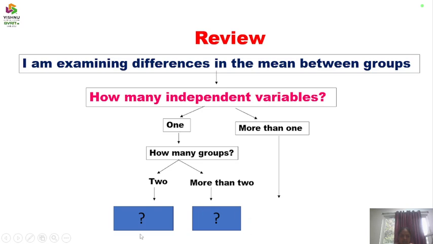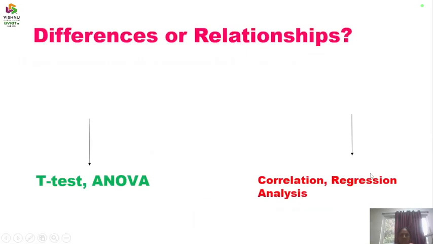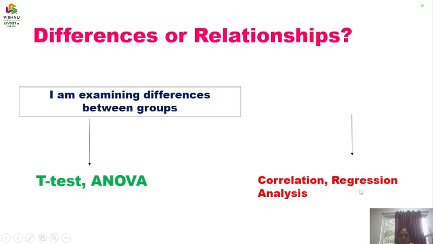We don't know what the independent variables will be, and more than two also we don't know. You can see the differences or the relationships, where we are using more than one or more than two. So for the t-test and ANOVA, when we are examining the differences between the groups, we can use these two types of tests.